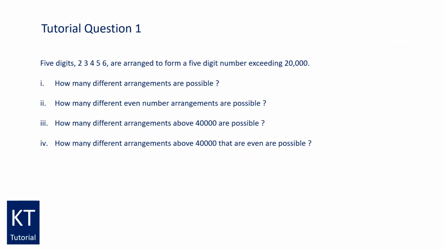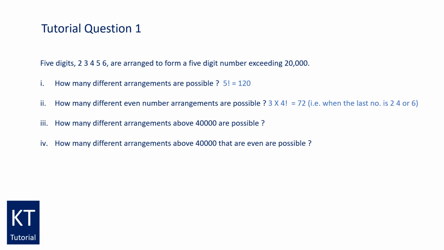Tutorial question 1. 5 digits 2, 3, 4, 5, and 6 are arranged to form a 5-digit number exceeding 20,000. How many different arrangements are possible? This would be 5 factorial, which comes to 120. Next, how many different even number arrangements are possible?